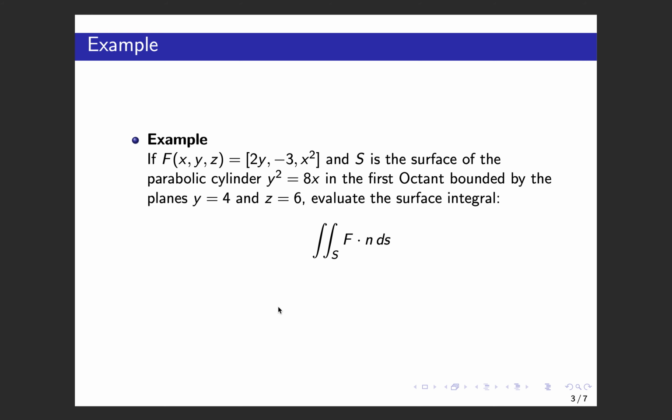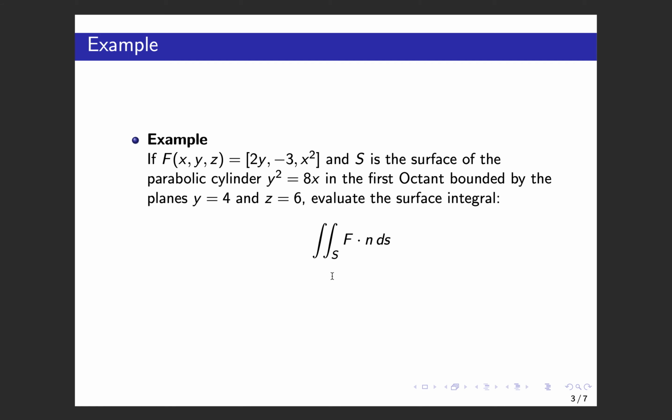So let's go over this example when f is equal to 2y minus 3 and x squared, and S is the surface of the parabolic cylinder y squared equals 8x in the first octant, bounded by the planes y equals 4 and z is equal to 6. So we're interested to evaluate this surface integral.